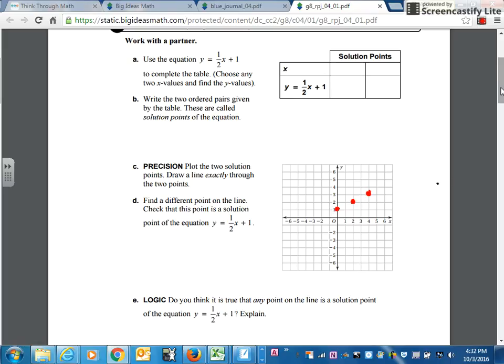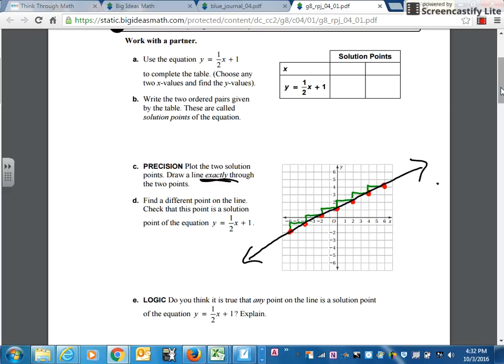Now I'm going to extend that line because I notice it's going up 1 and over 2. So I'm noticing a pattern. So I'm going to go up 1 and over 2 again and put another point there. And then I'm going to also work backwards and go back 2 and down 1. And I'm starting to create this line. And then I can draw a line exactly through the points. I'm going to draw it exactly through all of my points. So you need to make sure that you are being precise when you're drawing that line.